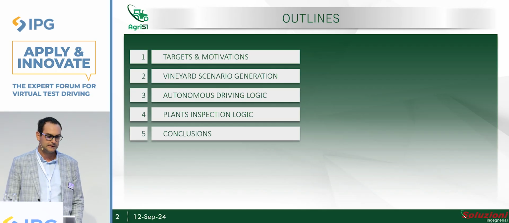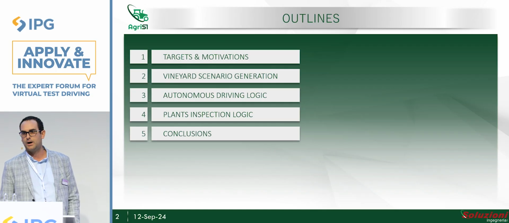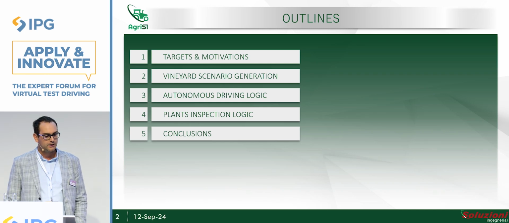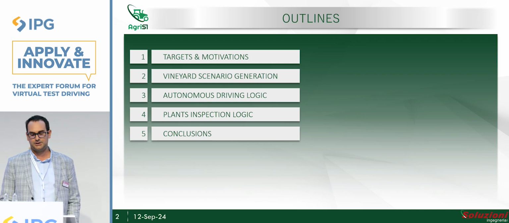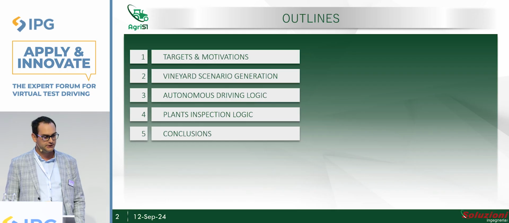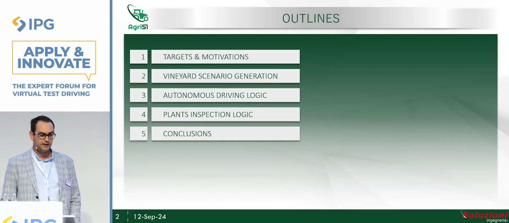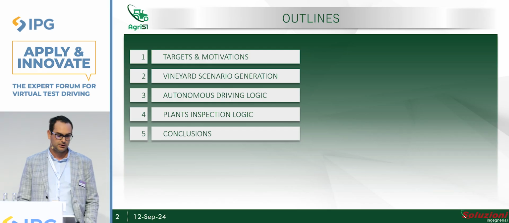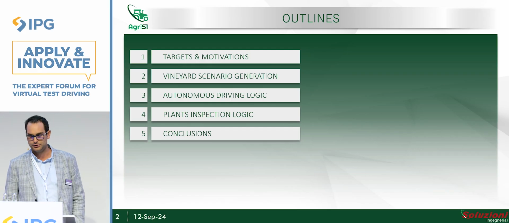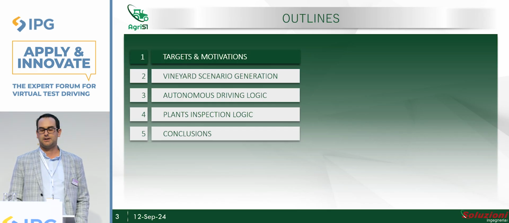First of all, we will see the target and motivation, so why this kind of project has been developed. Then we will see the vineyard scenario generation procedure, the autonomous driving logic we developed, the plant inspection logic, and at the end, the conclusion. So let's start from targets and motivation.